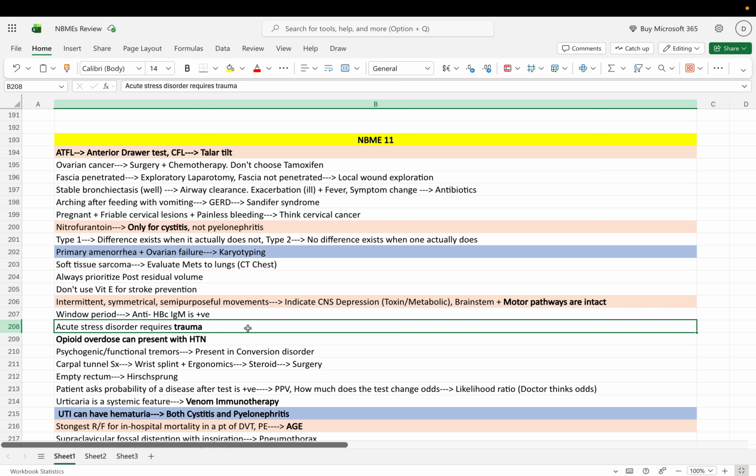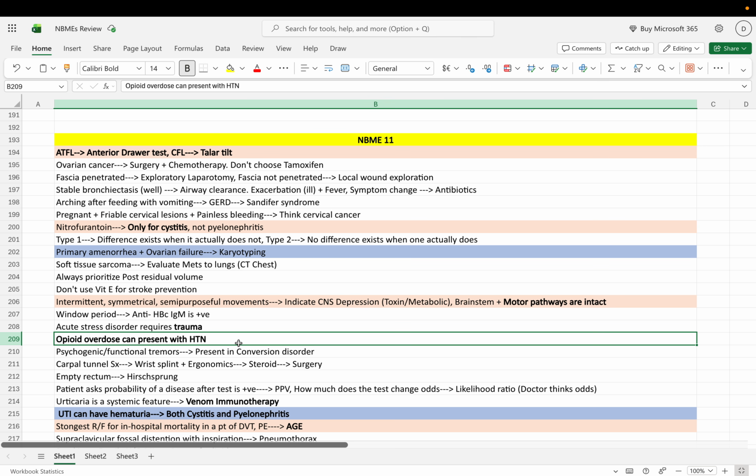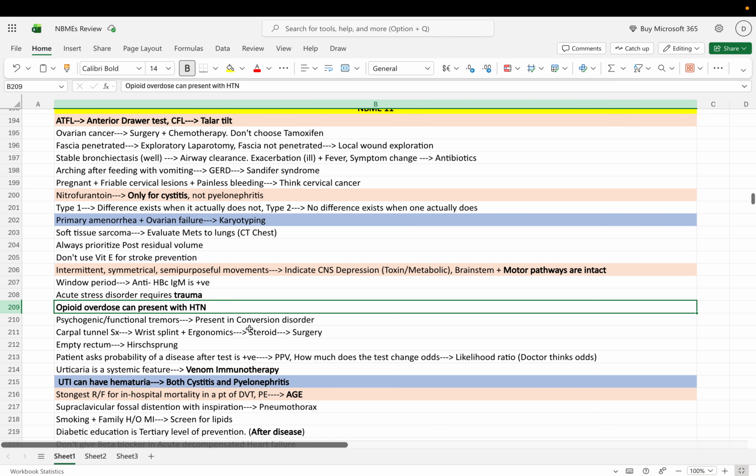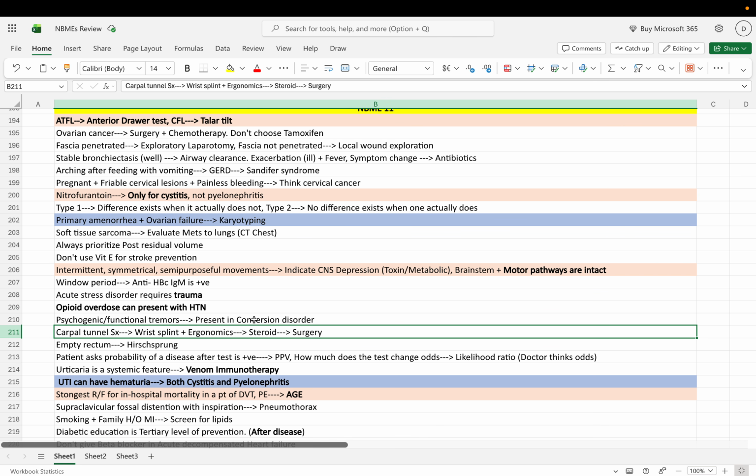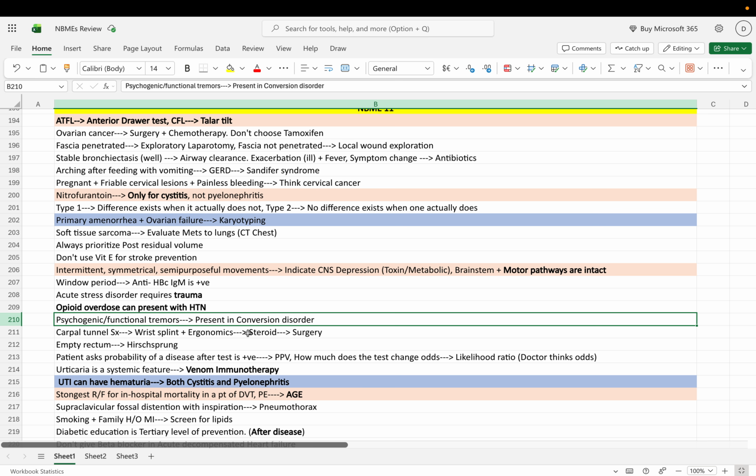Acute stress disorder requires a trauma history. Opioid overdose can present with hypertension. Psychogenic functional tremors are present in conversion disorder.